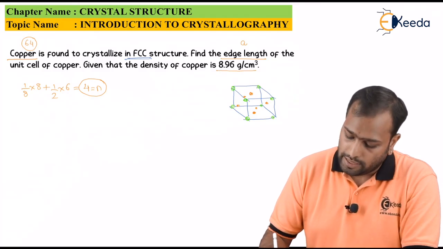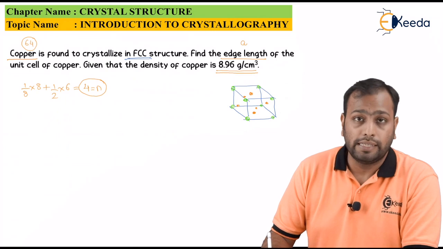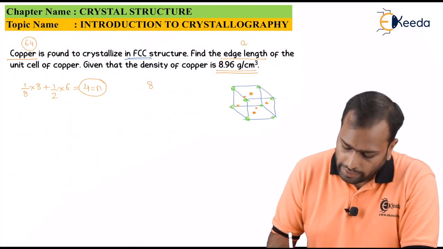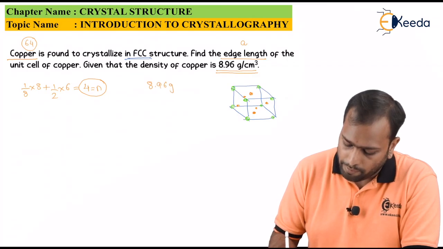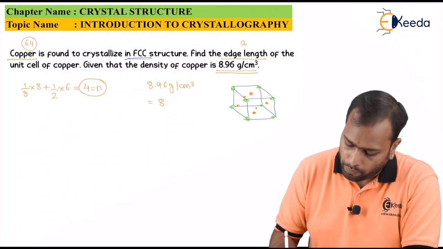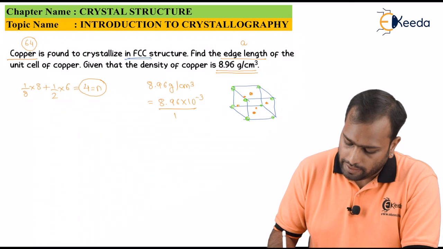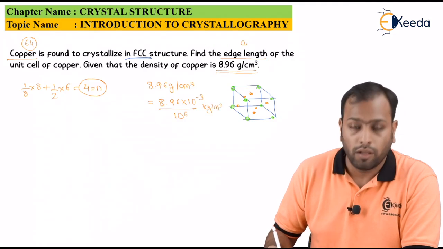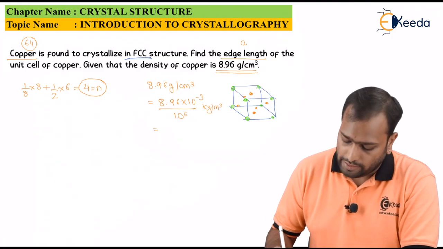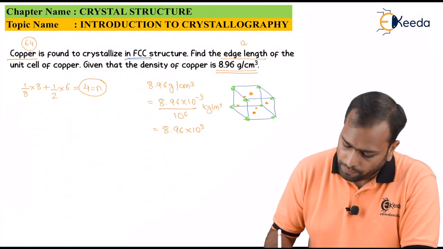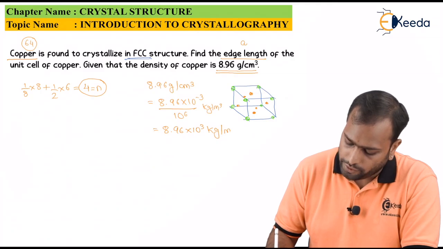Remember this is given in terms of CGS units. You need to convert this into SI units. So basically 8.96 gram per centimeter cube equals 8.96 into 10 to the power minus 3 divided by 10 to the power minus 6 kg per meter cube. On solving further, you'll get the answer as 8.96 into 10 to the power 3 kg per meter cube.